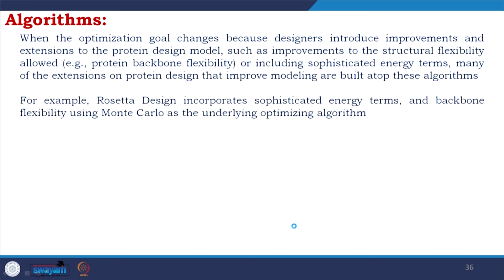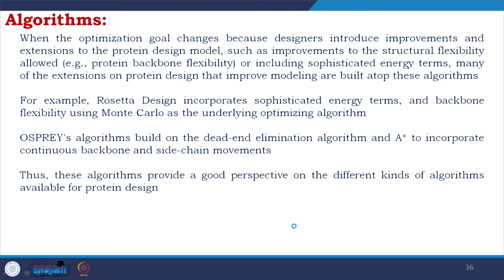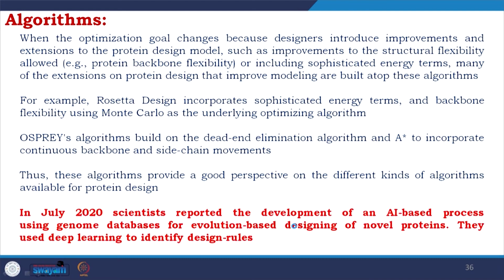For example, Rosetta design incorporates sophisticated energy terms and backbone flexibility using Monte Carlo as the underlying optimizing algorithm. Osprey's algorithm is built on the dead end elimination algorithm and A-star to incorporate continuous backbone and side chain movements. Thus, these algorithms provide a good perspective of the different kinds of algorithms available for protein design. Good to mention, though I will talk about the details later.